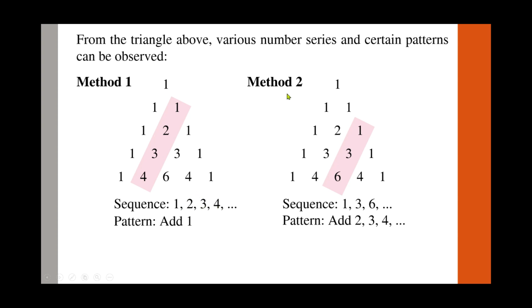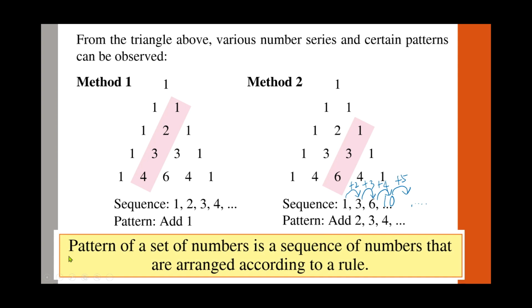Second method, method 2. So instead of taking this first row here, they take the next one. So it will be 1, 3, 6, and so on. So the pattern is add 2, 1 plus 2 becomes 3, 3 plus 3 becomes 6, and 4. So, can you guess what is the next number after 6? It's 10. Yes, very good. Because this one plus 2, this one plus 3, this one plus 4, that's why you get 10. And then this one will be adding 5, and so on. Okay, that is how patterns are formed. So this one is for the Pascal triangle.